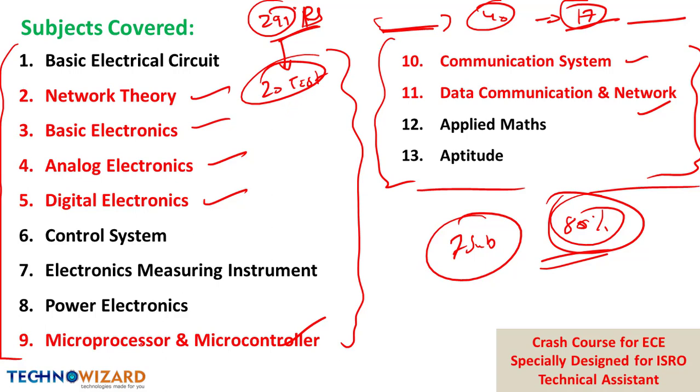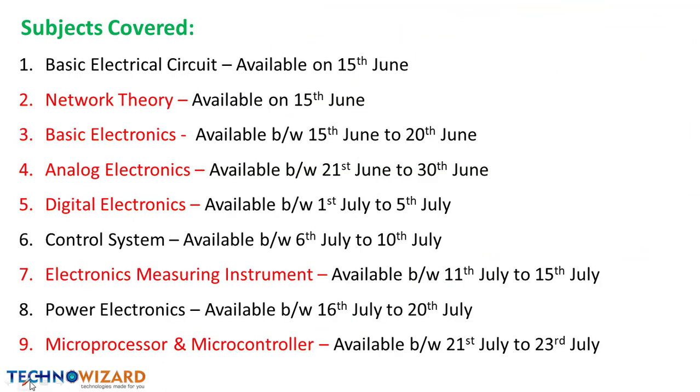The schedule for the videos of the crash course will be as follows. The basic electrical circuit and network theory videos will all be available on 15th June. Right now around 19 videos are available in the crash course, and all the videos for basic electrical circuit and network theory will be available today only, 15th June.